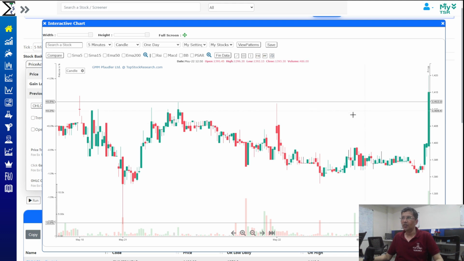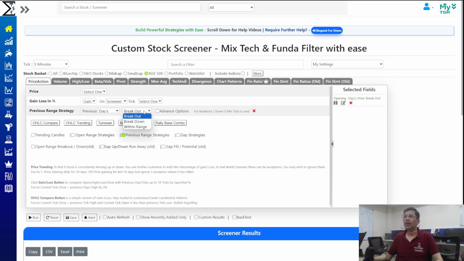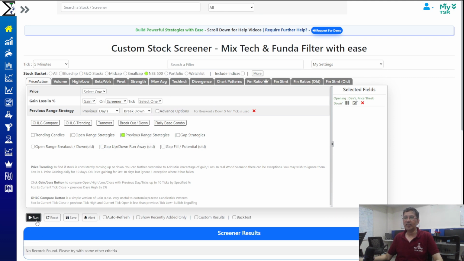If the market were running, you would have seen quite a few stocks giving breakout or breakdown at 9:30, 9:45, 10, 10:15, whatever time. There will always be some time where the breakout or breakdown is happening, right? Likewise, you have breakdown. So when you look at breakdown and see if we are lucky to find any stock which is giving, no, unfortunately no stock today has given breakdown in the default setting.